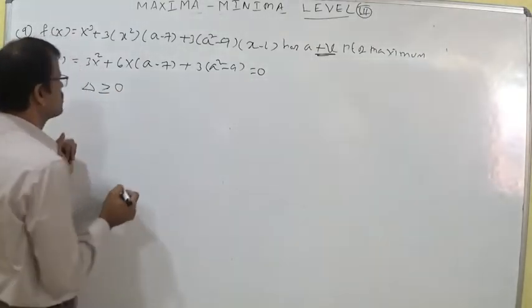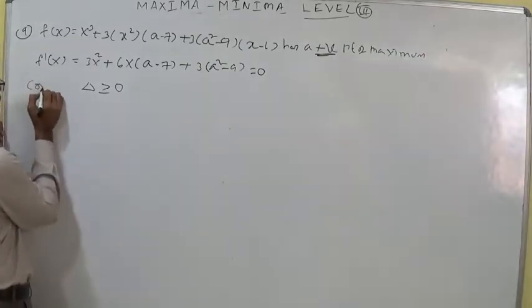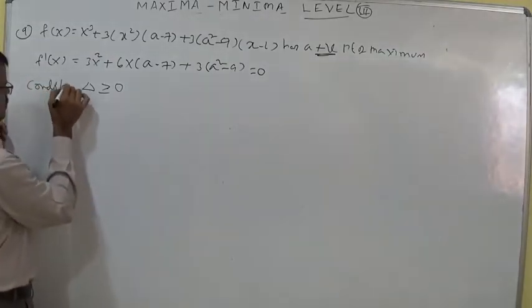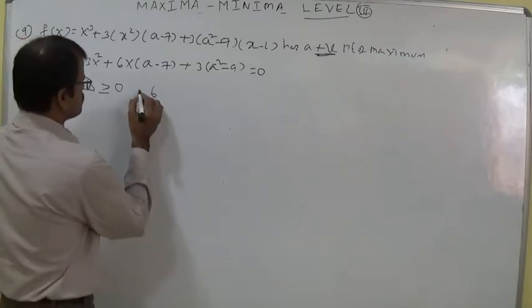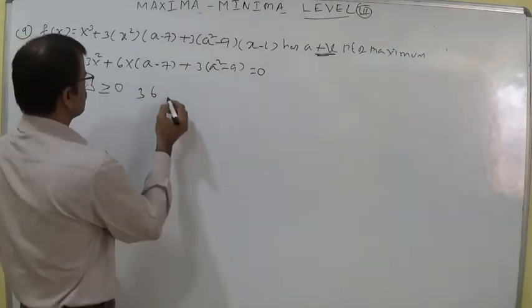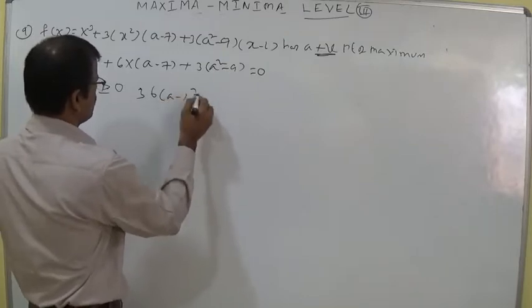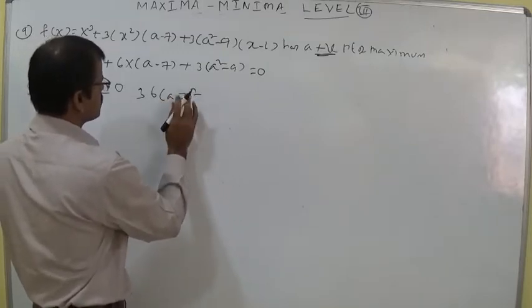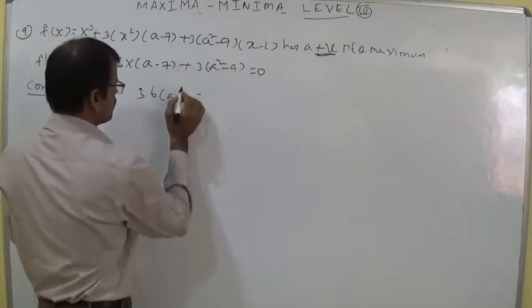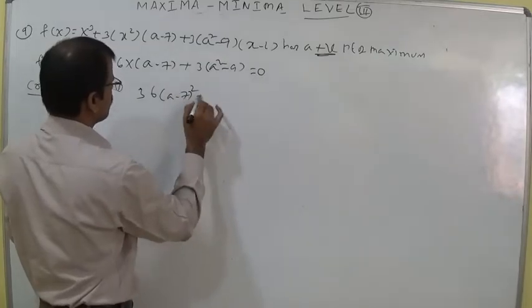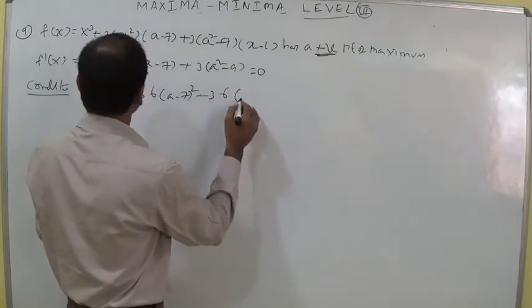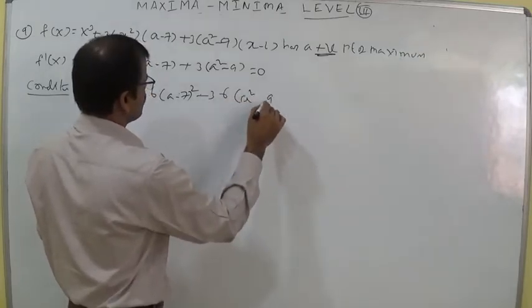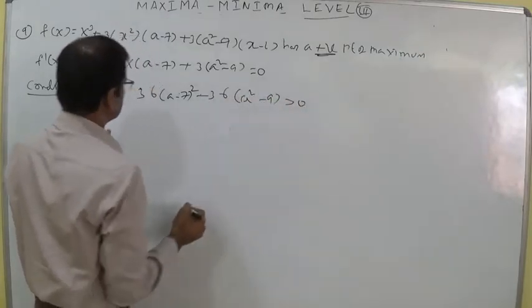So I am writing the discriminant condition. The discriminant should be greater than or equal to 0. So the discriminant b^2 - 4ac >= 0. Here I am writing 36(a - 7)^2 - 4 into 3 into 3(a^2 - 9) >= 0.